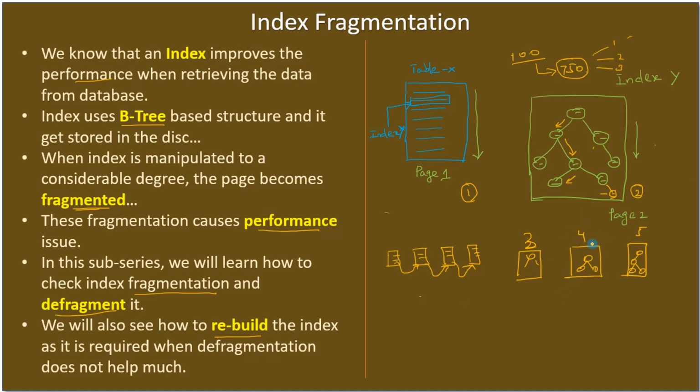When an index is fragmented to a certain degree, say for example if the fragmented index is scattered around just, for example, 10 to 15 pages, then you can go for a defragment. But if it is scattered among 1,000 pages, then defragmentation won't help. In that case, we have to go with rebuilding the index. So rebuilding the index, in the sense, we are building the index from the scratch. It's kind of creating the index newly.